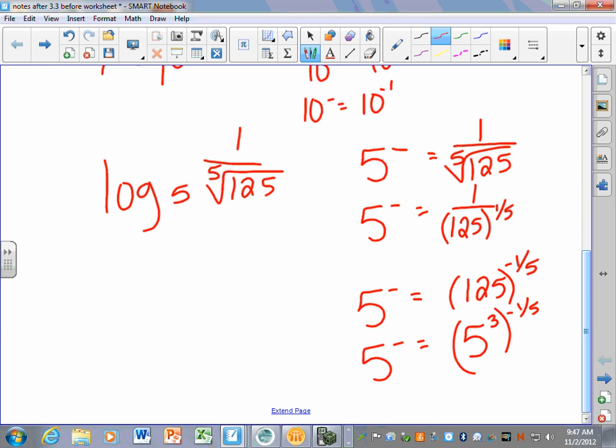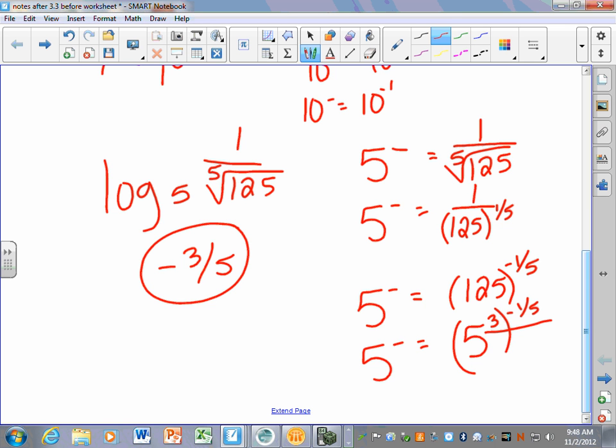Once you get them as the same base, your answer is just simplifying those exponents. And what do you do when you have an exponent to an exponent? You multiply them, and it's just a fraction. The answer to this would be negative 3/5. So every single time, you have to rewrite it and then make it as the same base to figure out what those fractions would be. And that's where you have to know those rules at the top there.